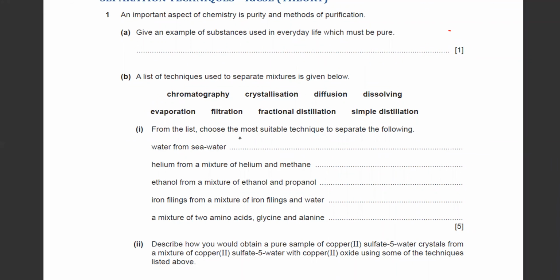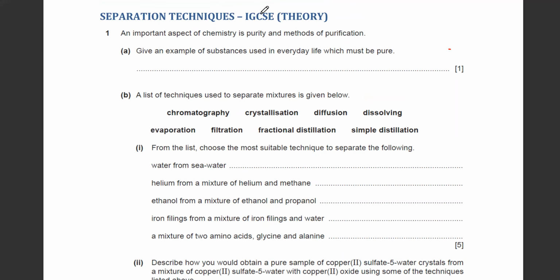So now separation techniques had to do a lot about the solubility of substances. Which substances are soluble, which ones are insoluble, and everything pretty much depended on that. That was one of the major factors in separating substances. An important aspect of chemistry is purity and methods of purification. Give an example of substances used in everyday life which must be pure.